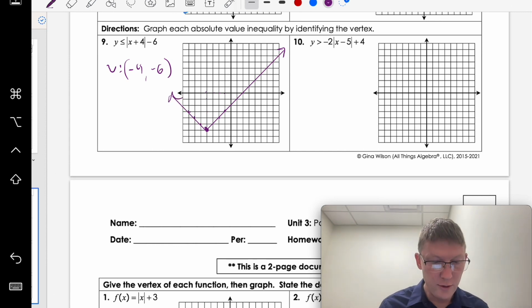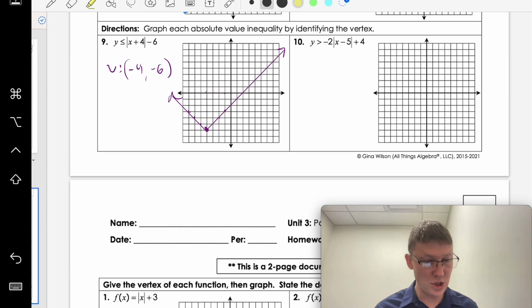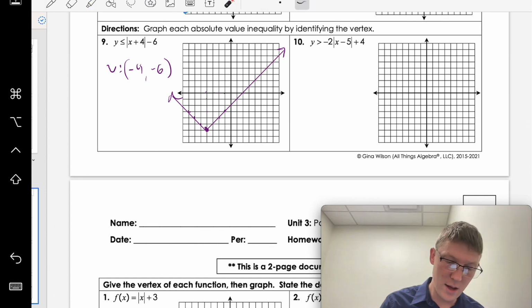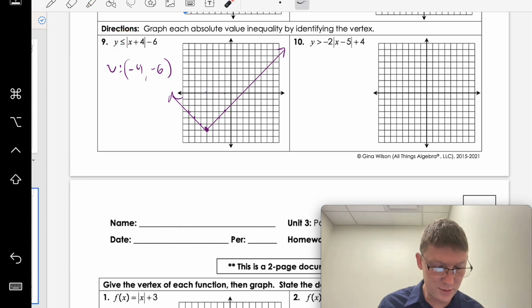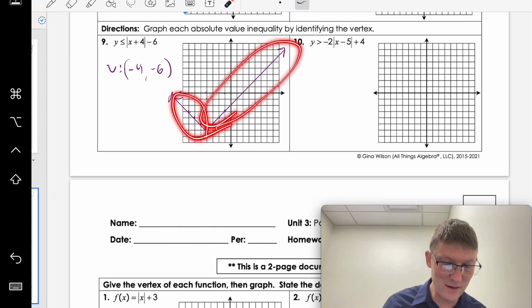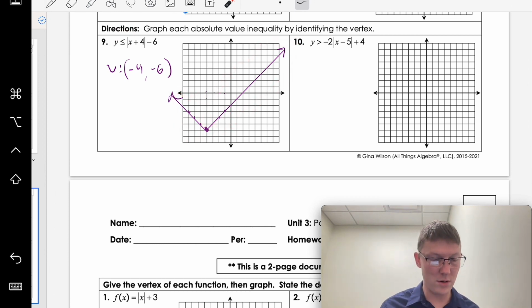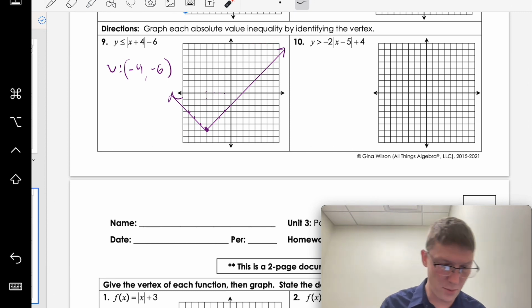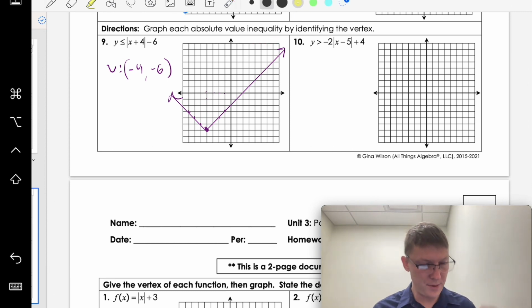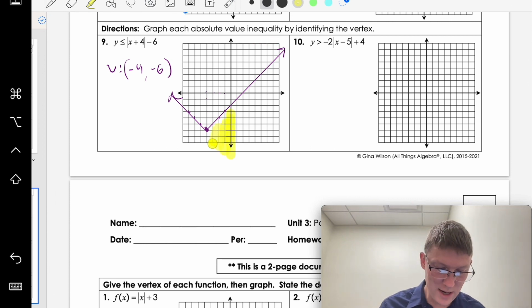Close enough. So now the trick is, okay, we need to shade. By the way, because this is a less than or equal to sign, I'm going to leave this line and this line solid. If it were just a less than sign, then this would need to be a dotted line. However you choose to show that, I'm pretty happy with. Anyway, so y is less than or equal to my graph. So when I think about that, y is less than, that means that it's going to be down here, because y needs to be less than that.